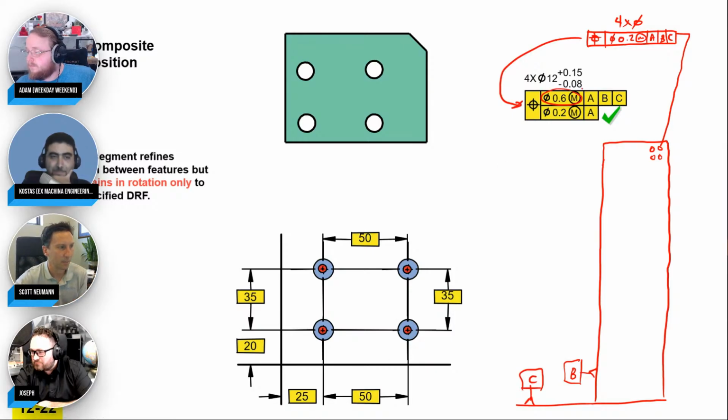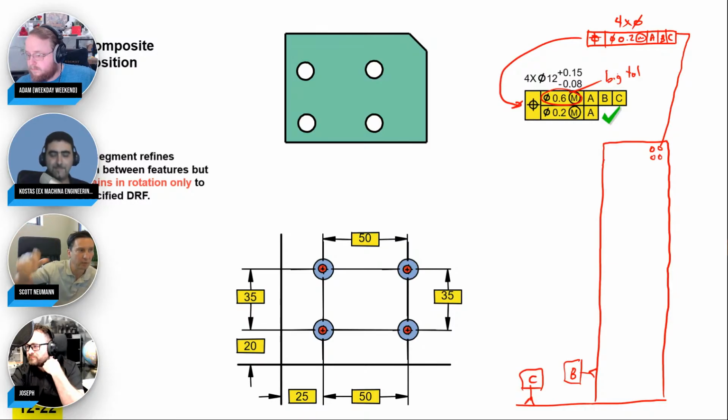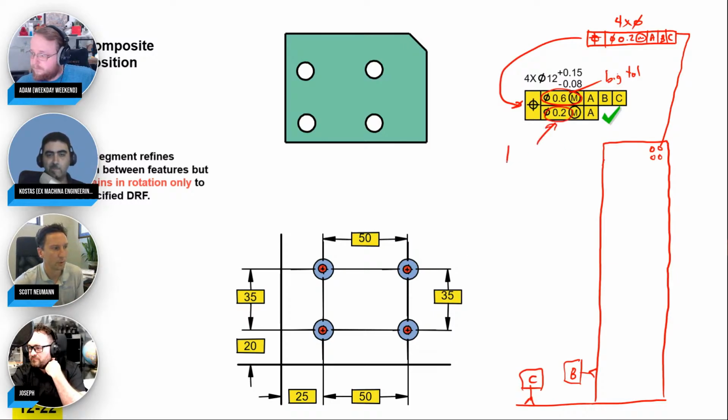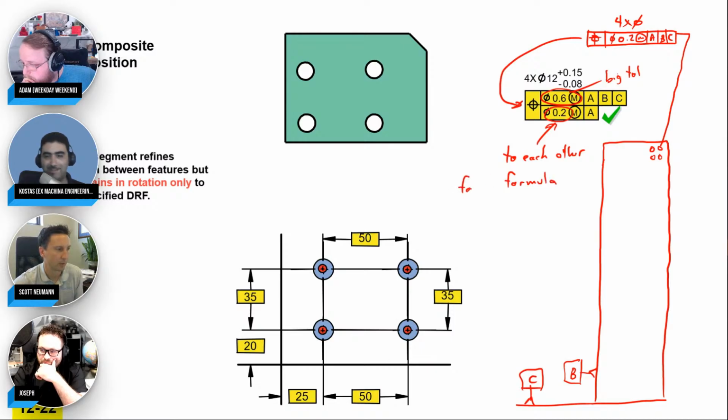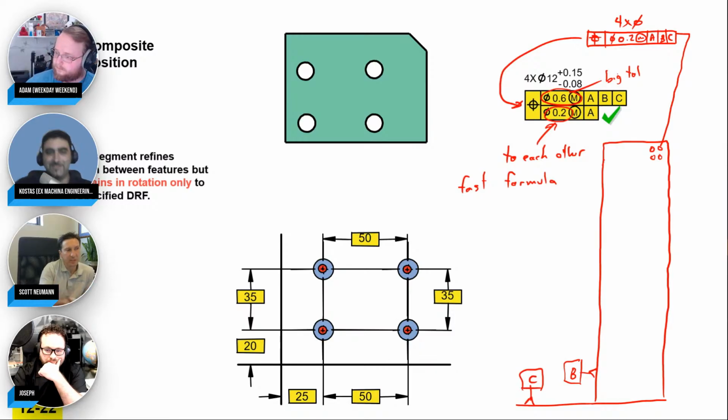And then we give a bigger position relative to the datums. And this is just some big number, some big tolerance. I don't know, 0.6, 0.8, 1 millimeter. What can you hold relative to datum? Something very large. So it allows that little component to float around a lot. But then this is the hole to hole to each other. And that's your formula. And that's going to be, whether it's your fixed or your floating. So it's an optimization trick.